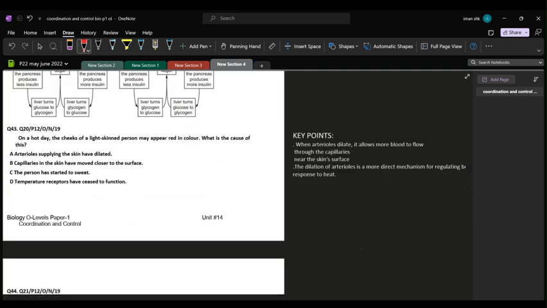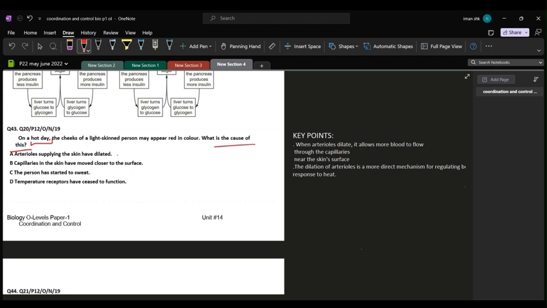Question 43. On a hot day, the cheeks of a light-skinned person may appear red in color. What is the cause of this? Now, reading the question carefully, you should identify that it's written on a hot day. So, whatever the temperature is outside, whether hot or cold, your body has to maintain the internal temperature by thermoregulation. And there are some mechanisms that your body does so that the internal temperature can be maintained.